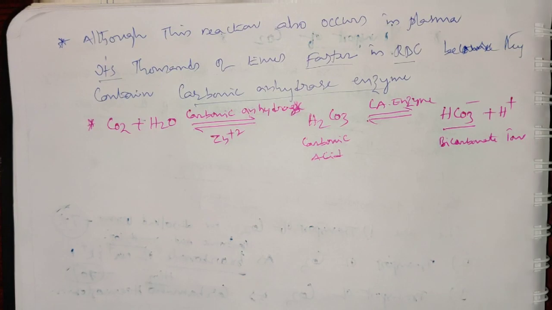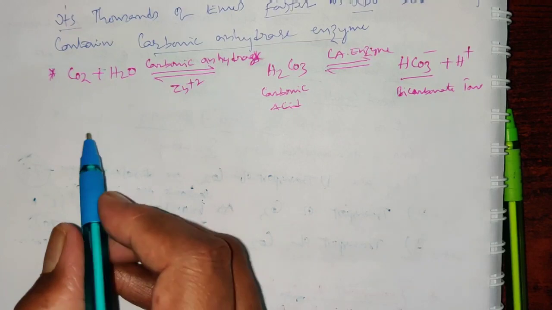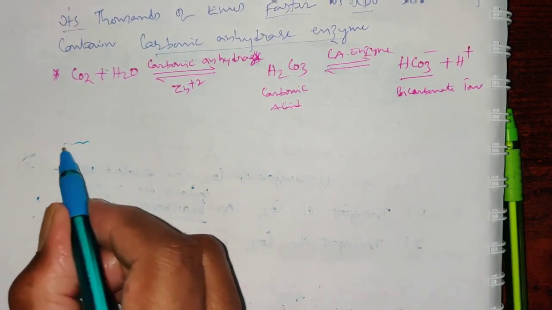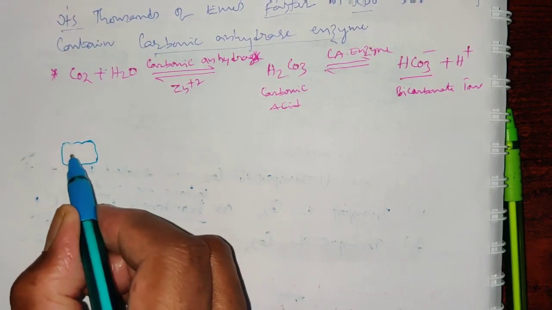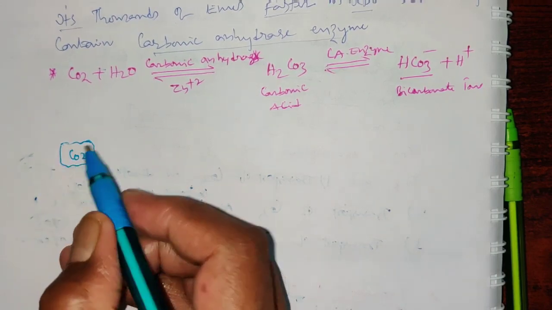Now let us go to the graphical representation, the detailed diagrammatic view. This is a tissue cell, and carbon dioxide is over here.